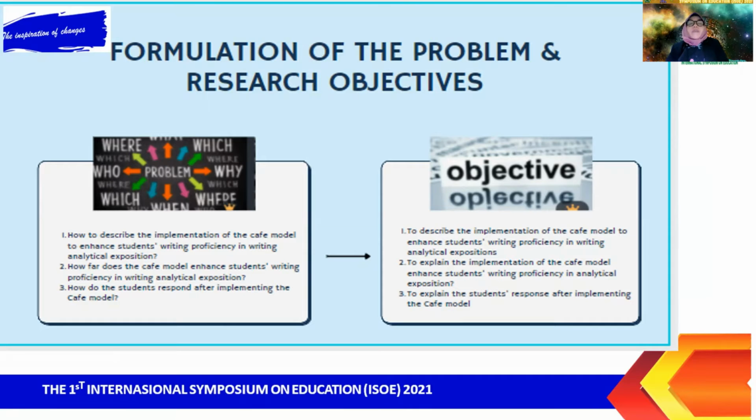Of course, the aim of this research is, firstly, to describe the implementation of the CAFE model to improve students' writing ability in writing analytical expositions. Secondly, to explain the effect of the CAFE model on increasing students' writing ability in analytical expositions. Last but not least, to explain the student response after implementing the CAFE model.